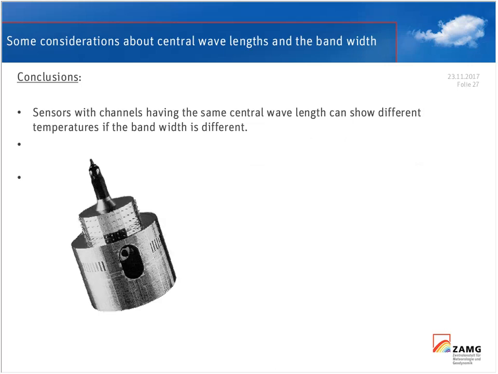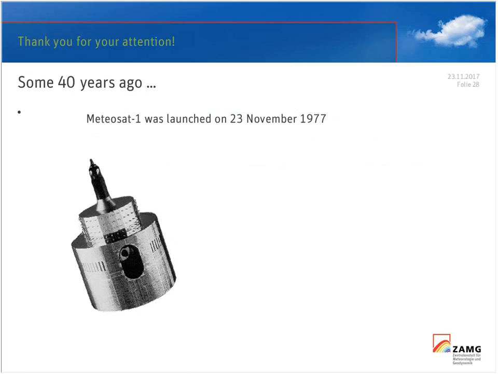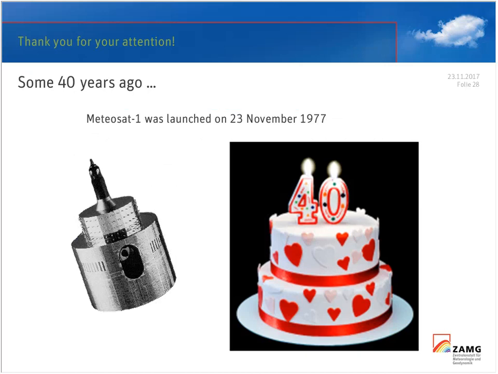And I have to add now, there is a special day today. What happened 40 years ago? We have a celebration today, and it's really a chance that we have the weather briefing on this day. Meteosat, the first Meteosat, the first geostationary satellite of EUMETSAT, was launched exactly 40 years ago today. And this is the reason why we have to celebrate today with a nice birthday cake. And I give back now to Yasmin. Thank you.